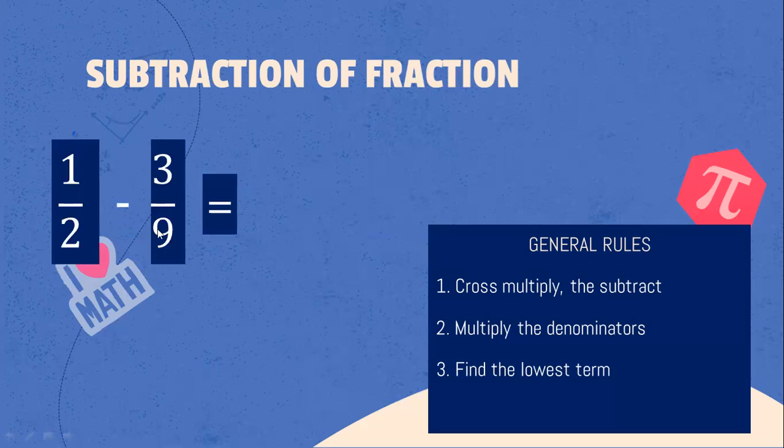What is 1 half minus 3 over 9? I'll give you time to solve it. 1 half minus 3 over 9. Just remember our general rules. Cross multiply, then subtract. The next one is multiply the denominators, then find the lowest term. Try it on your own.